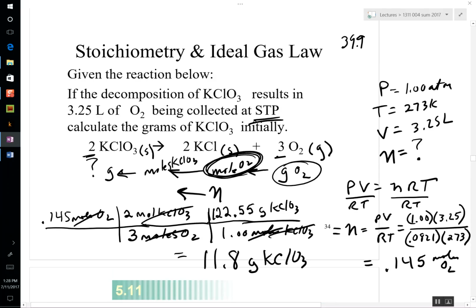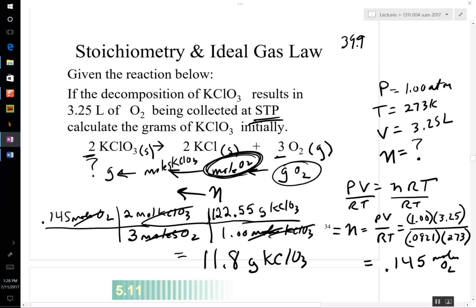All right, so definitely expect on the final exam a stoichiometry problem that requires you to apply the ideal gas law to the situation. And here's an example right here.